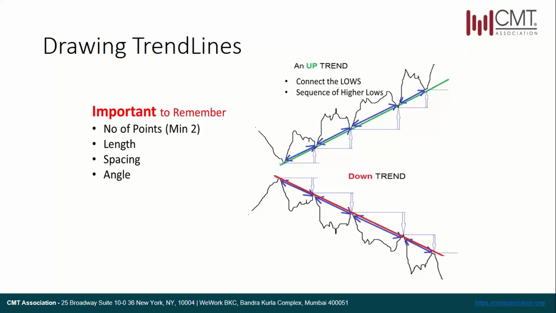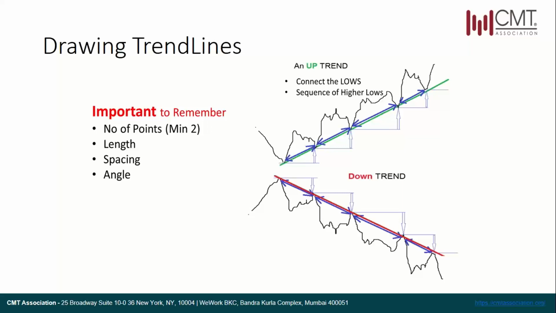So similarly, in trend lines, again, we will need 2 highs or 2 lows to be able to draw a trend line. And the potency of the trend line would depend on certain factors like the length of the trend line and the number of points that is there on the trend line. And again, a very interesting aspect is the spacing.